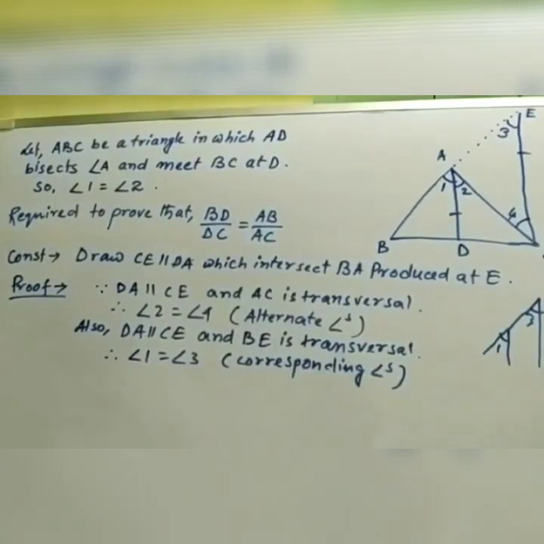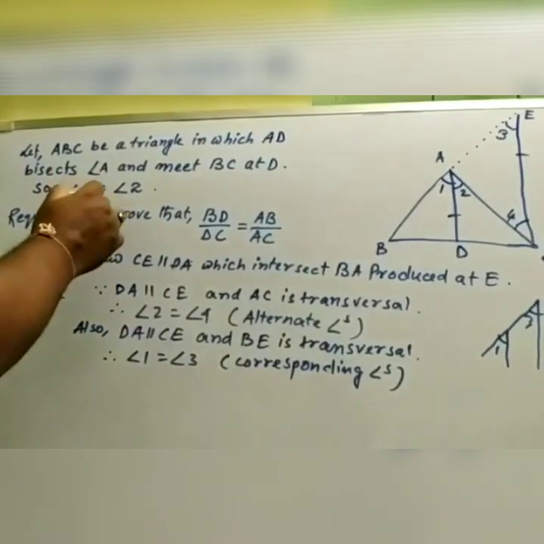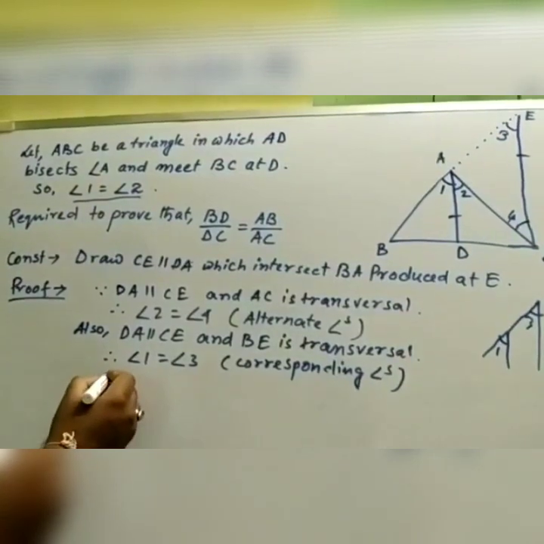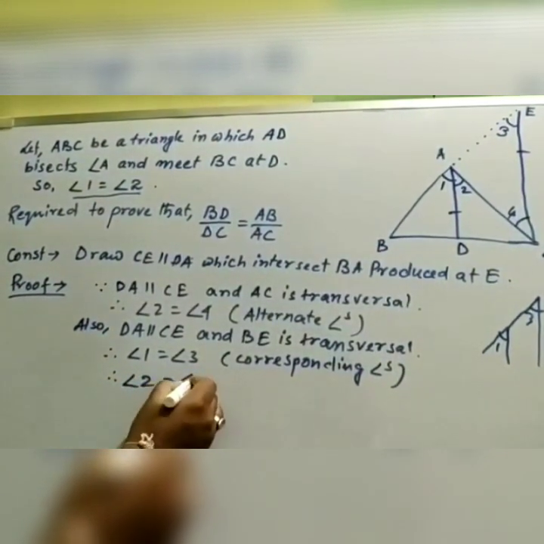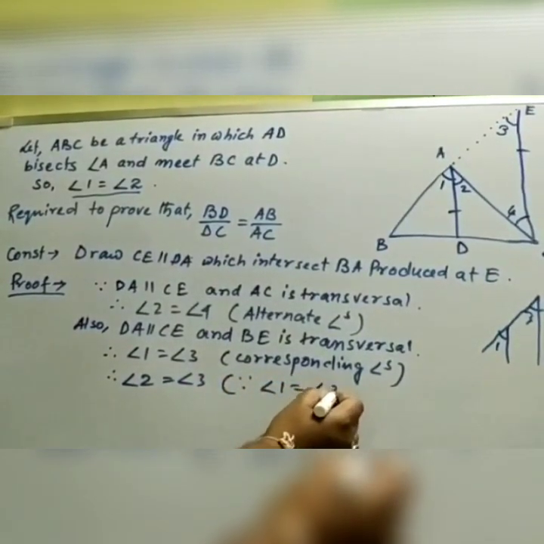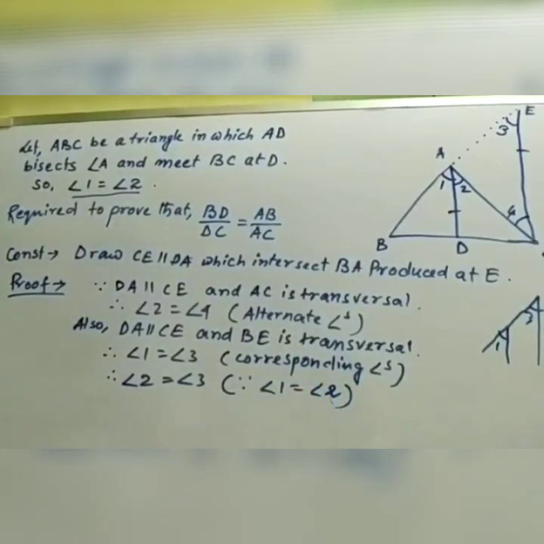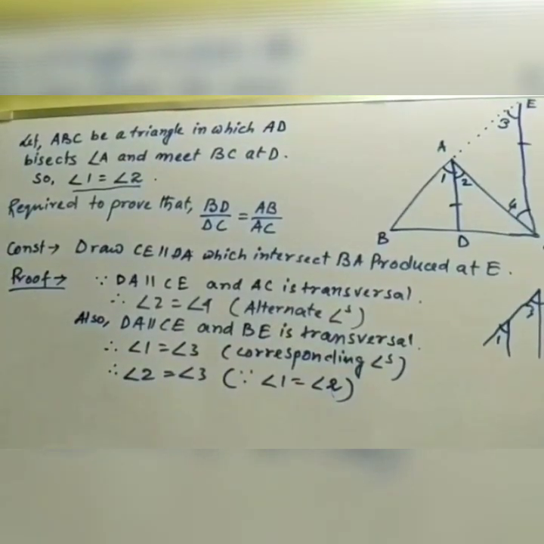equal. So angle 1 equals angle 3, they are corresponding angles. Okay, so we have got two pairs of equal angles, angle 2 equals 4 and angle 1 equals 3. And in the given condition, you can see angle 1 equals angle 2. So that we are using here. So therefore, angle 2 equals angle 3. Why? Because angle 1 equals angle 3. Angle 1 equals angle 2. So replacing angle 1 by 2, we got angle 2 equals 3.